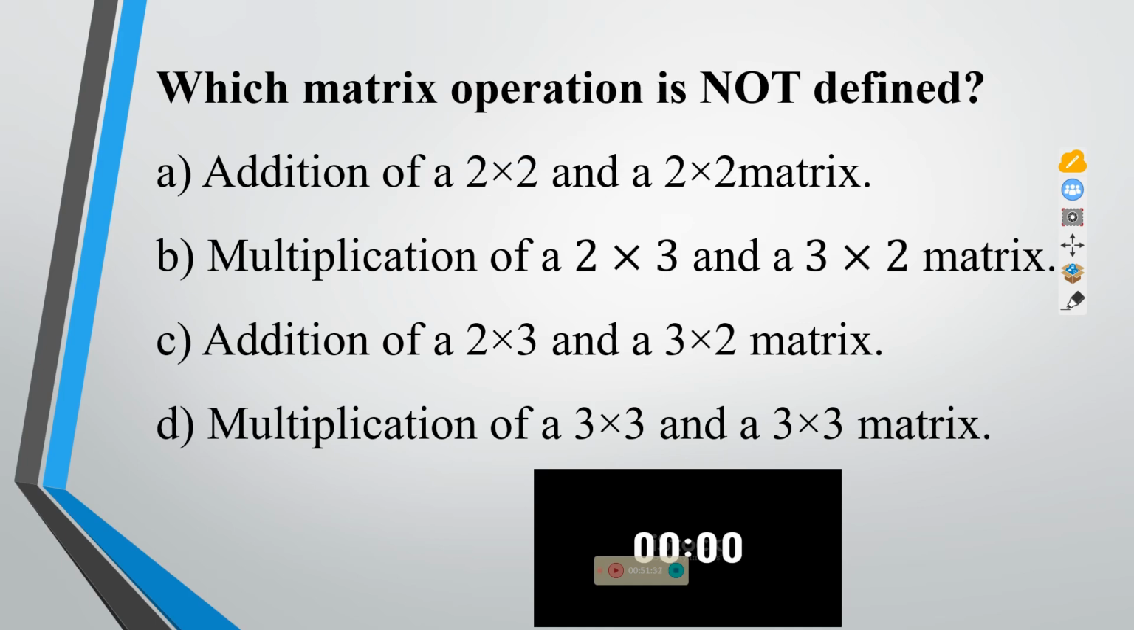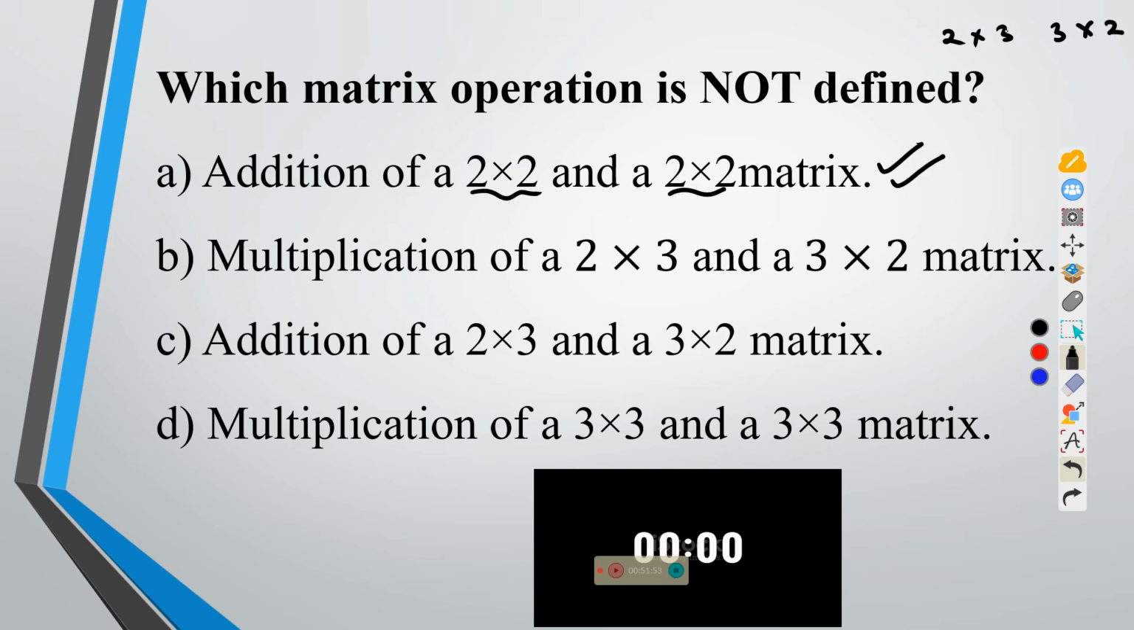So next they are asking which matrix operation is not defined. Addition of a 2 by 2 and a 2 by 2 matrix. So long as the order is the same, addition is possible. So this is true. Multiplication of a 2 by 3 with a 3 by 2. This is possible since the number of columns here is equal to the number of rows here, so this is true. Addition of a 2 by 3 and a 3 by 2 matrix, this is not possible. Addition is possible for matrices only if the order is the same, so this is not true.